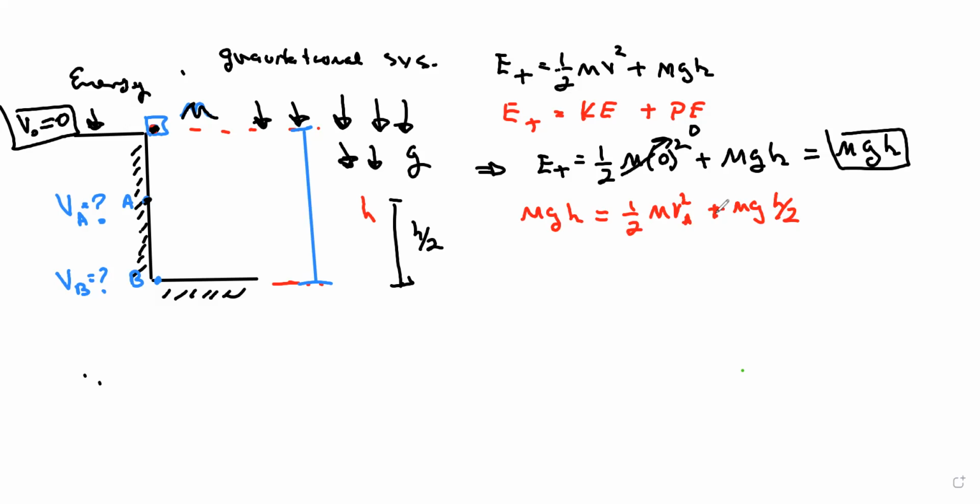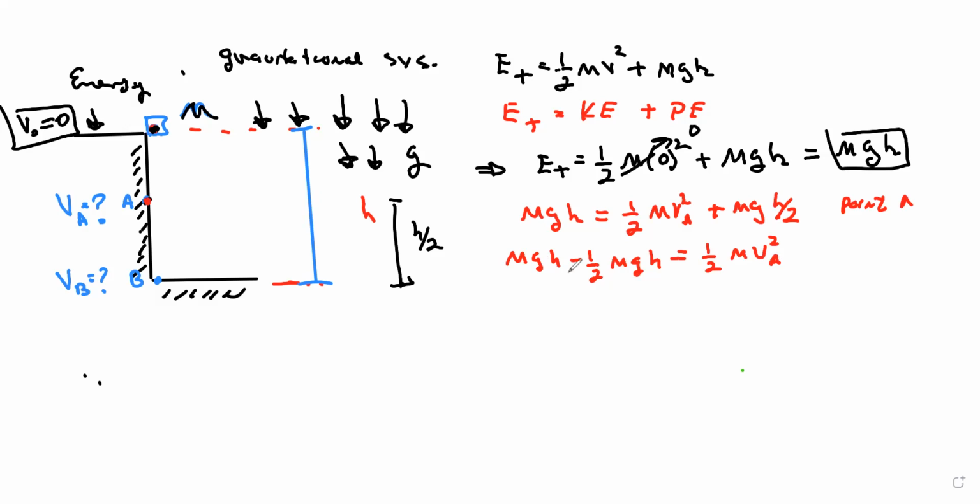And that would be at point A. That's what's going to happen at point A. Okay. So we can send this term to the other side. So it's going to be mgh minus 1/2 of mgh. And that's going to be equal to 1/2 of the mass velocity at point A squared.